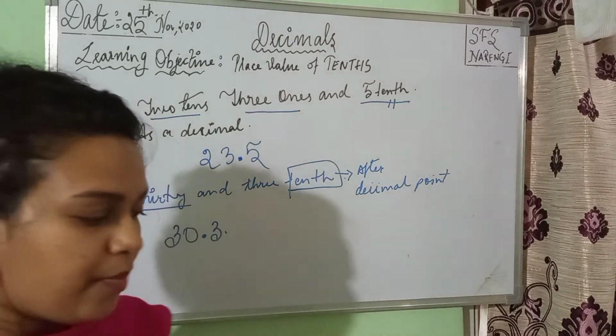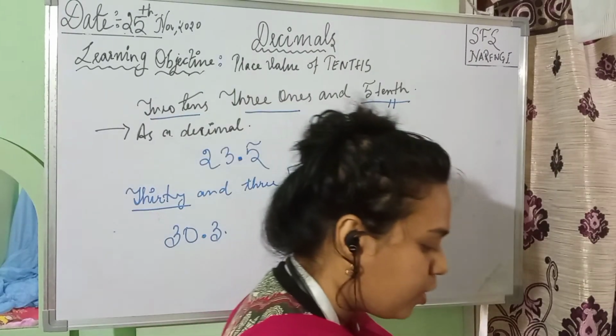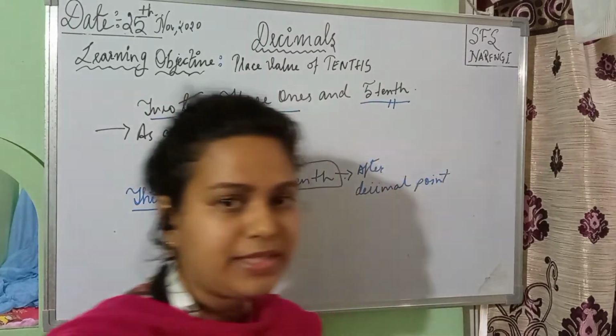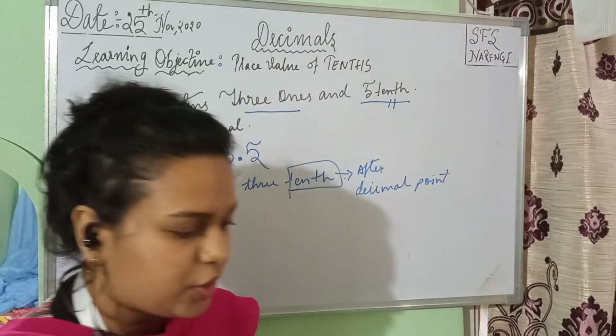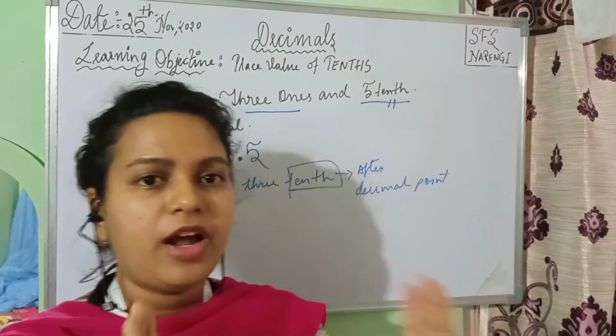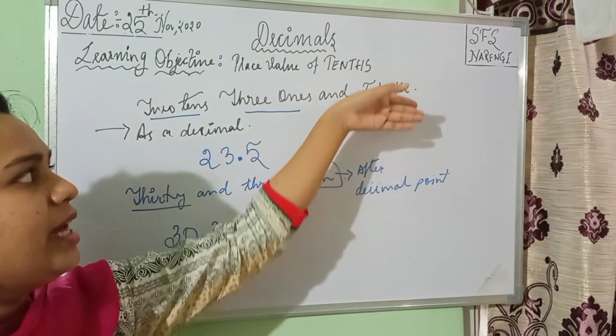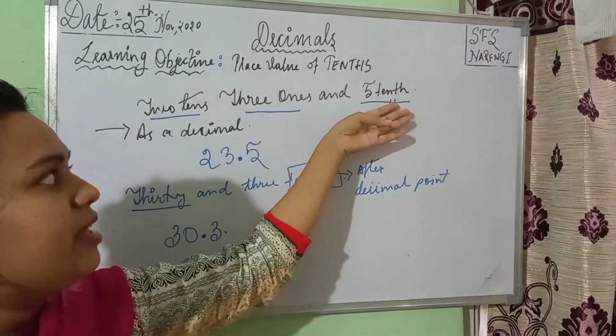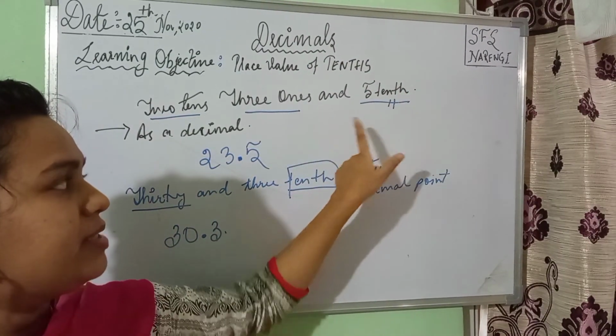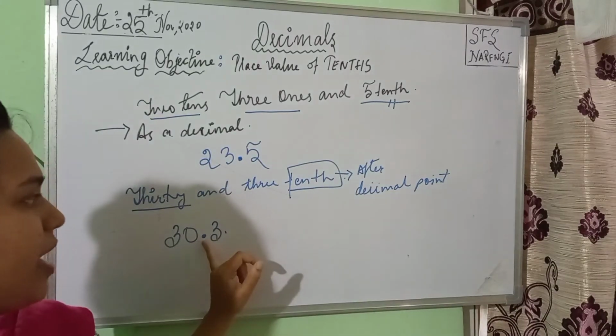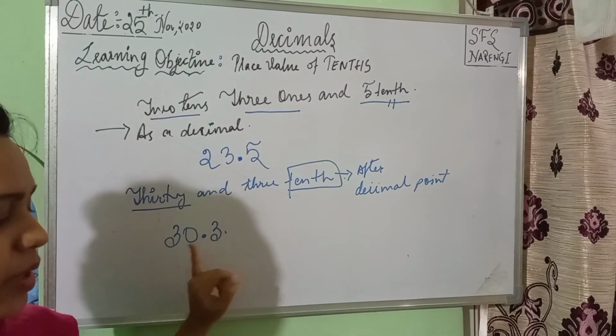Okay children, so what have we learned today? We have learned what a decimal is, how we use it in our real life, and then we have learned about this new concept called tenth. This tenth is the digit which is placed right next to the decimal point.